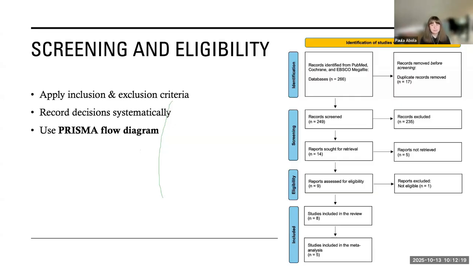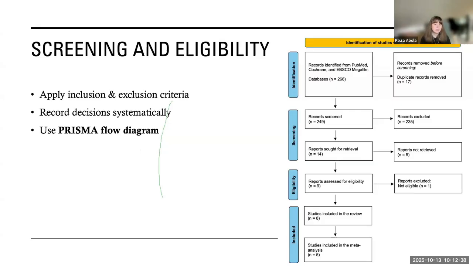And this step must be done systematically, often by two reviewers independently to minimize bias. Every inclusion or exclusion decision should be recorded, ideally in a database or a review management tool. To report this clearly, we use a PRISMA flow diagram.